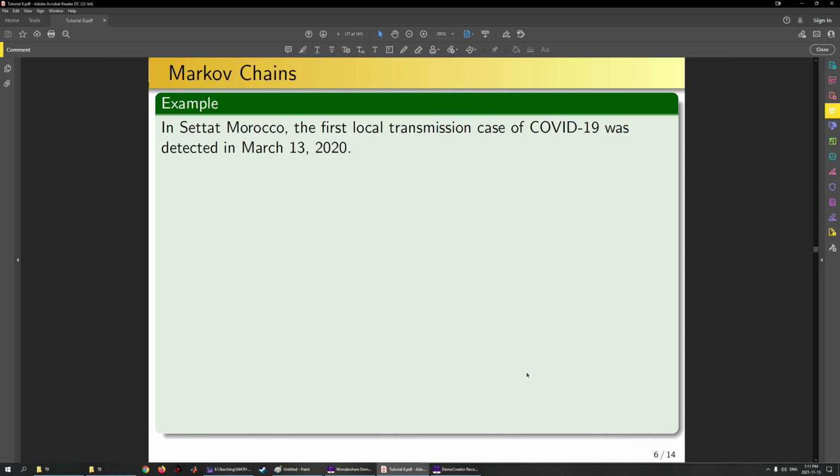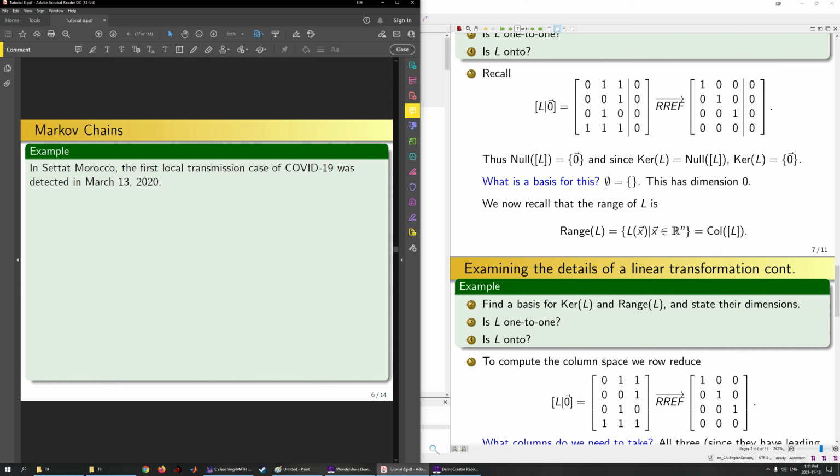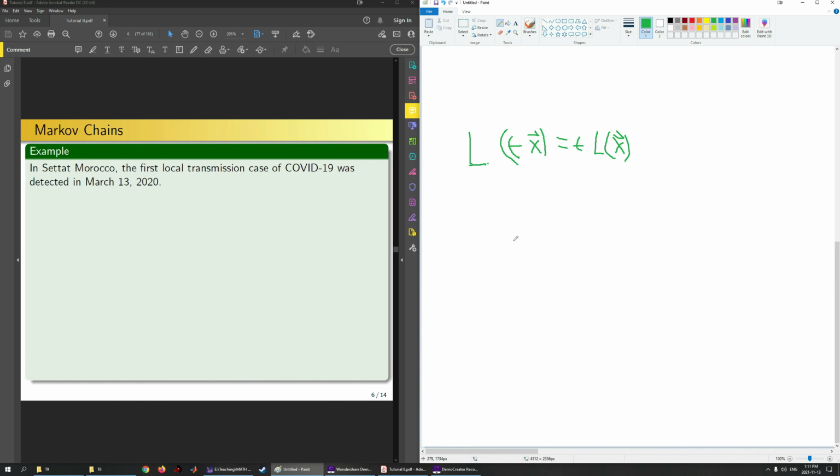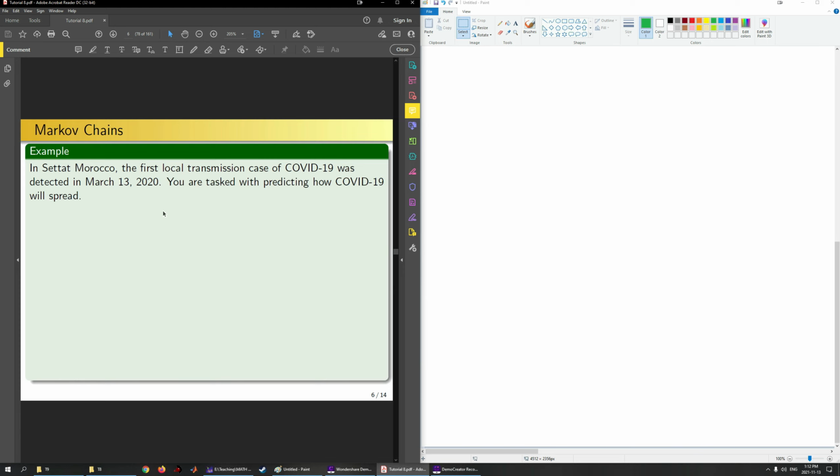Okay, let's talk about Markov chains. To discuss Markov chains, I'm just going to give a more realistic example where you could actually use this for a real world problem. So in Sefrou, Morocco, the first local transmission of COVID-19 was on this date. We want to try to predict how things will spread.